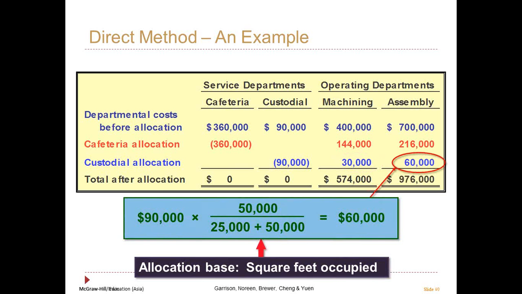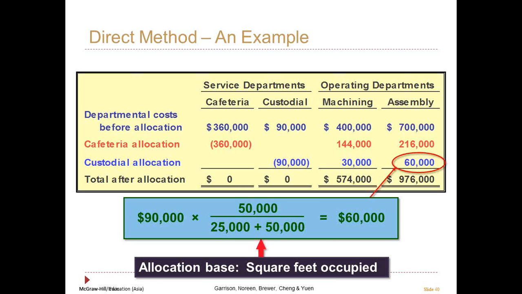Next, let's allocate custodial costs to assembly. The total number of square feet in the allocation base is 75,000: 25,000 for machining and 50,000 for assembly. The allocation percentage is calculated by dividing the square feet in an operating department by the total number of square feet in the allocation base. For assembly, the allocation percentage is 66 2/3%, obtained by dividing 50,000 square feet by 75,000 square feet.